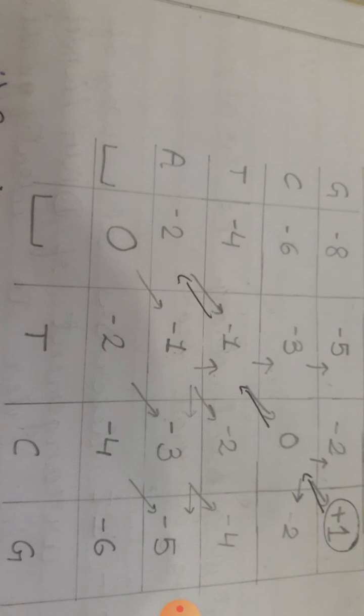Now the third step is alignment. How should we find the alignment? Just go to the highest value, that is +1. Now see what sequences are present corresponding to +1. When we observe its row and column, we see the nucleotides G and G. So we simply write G and G.